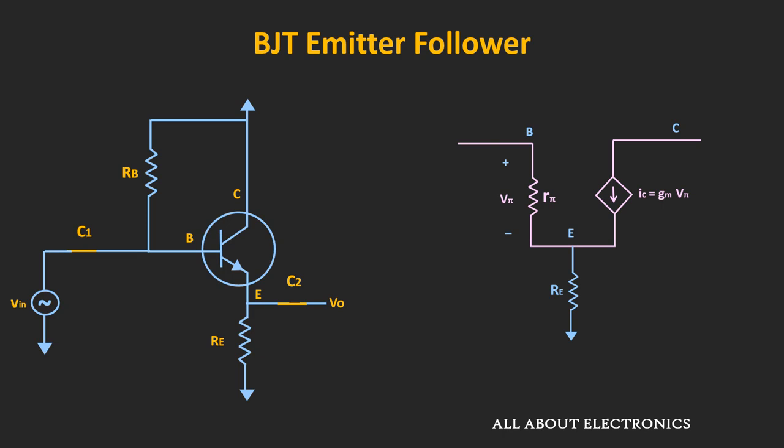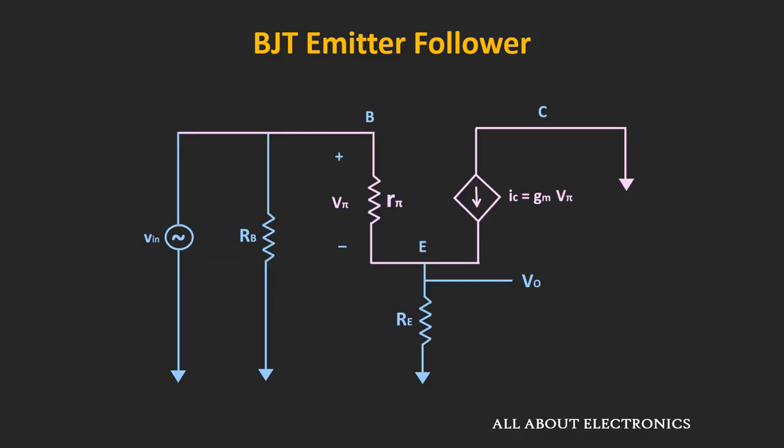And here, the output is also taken at the emitter terminal. Apart from that, here this base resistor and the input signal is connected between the base and the ground terminal, while this collector terminal is connected to the ground terminal. So this is the AC equivalent circuit of the emitter follower.